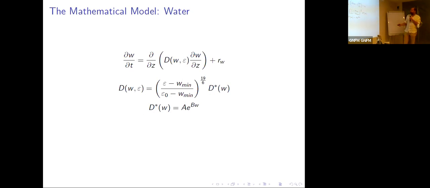Concerning the reaction term, the reaction term is simply: water is produced by the reaction between calcium hydroxide and carbonate, and it is consumed by reaction with carbon dioxide.